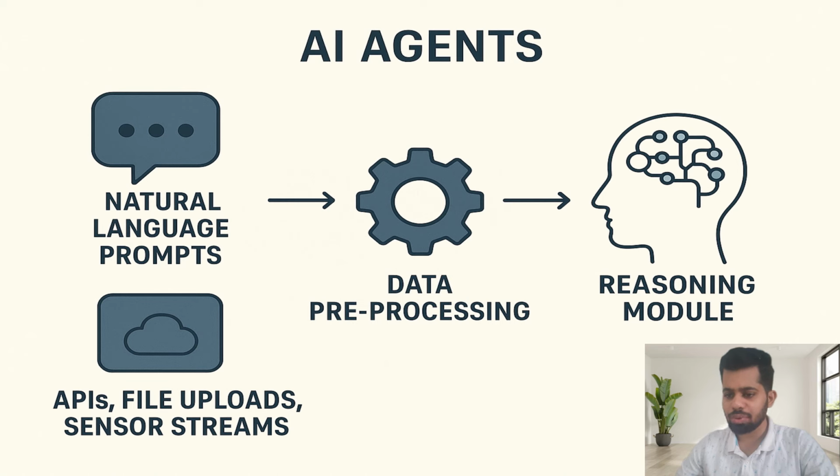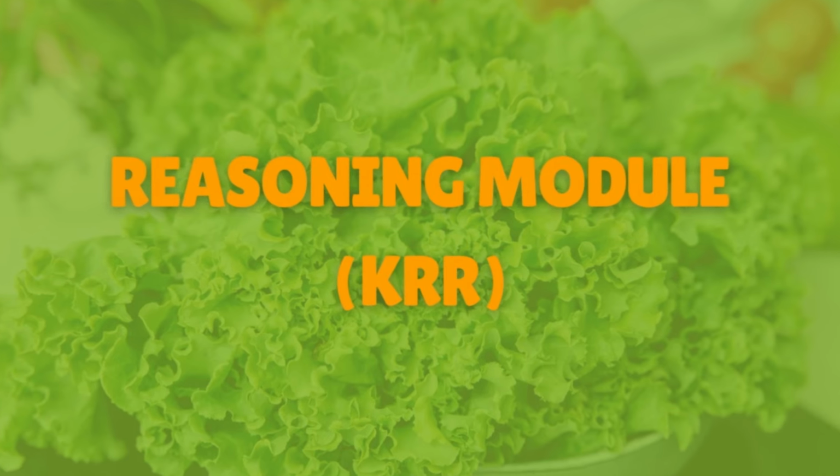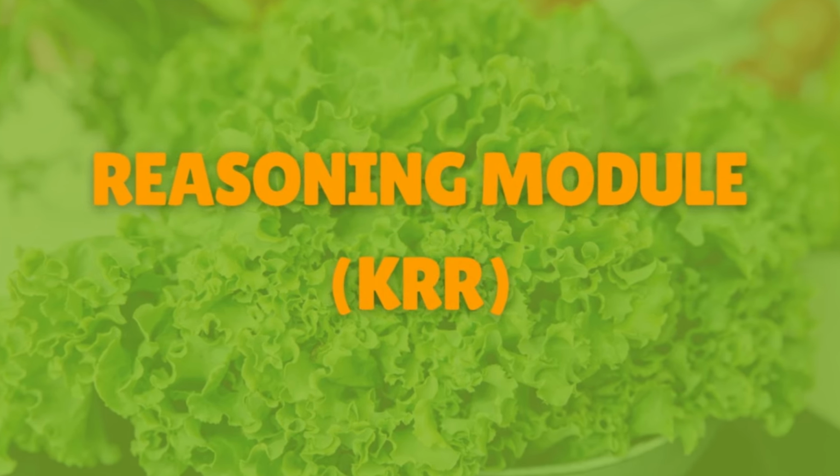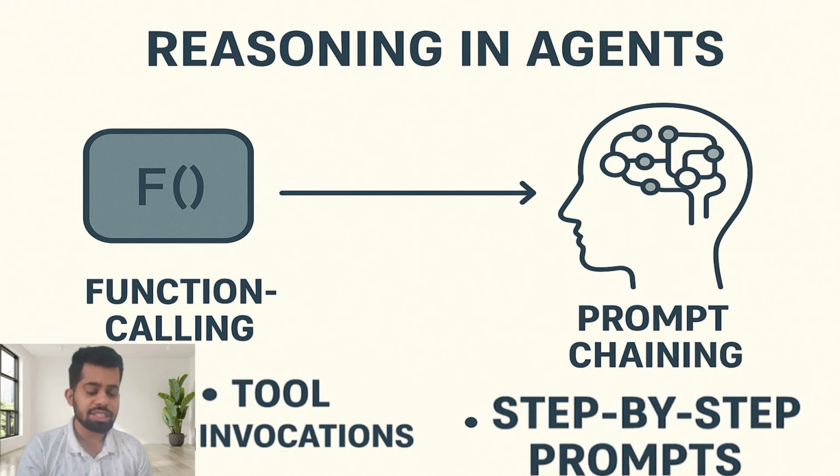Second is the reasoning module. It is also sometimes called knowledge representation and reasoning. This is their brain. It figures out the best way to complete a task, and it is the core of the agent's intelligence. Reasoning in agents happens through function calling or prompt chains that simulate their thought process, for example, step-by-step prompts or intermediate tool invocations.